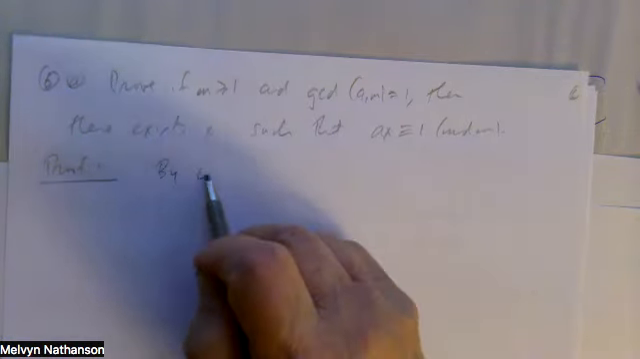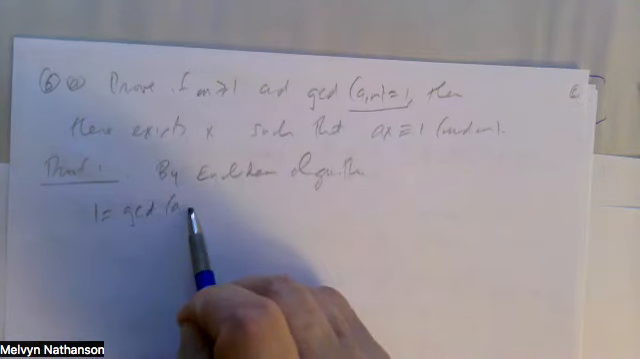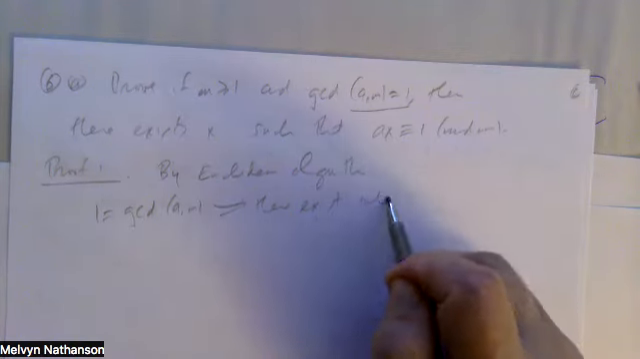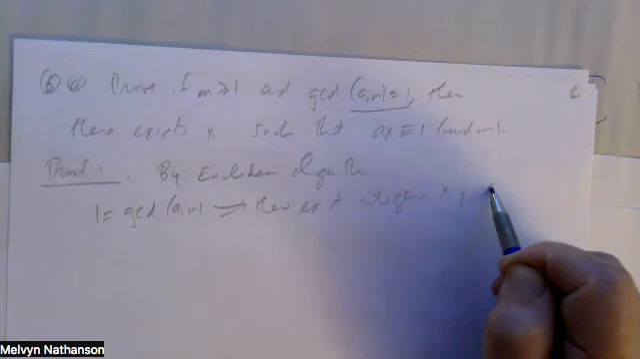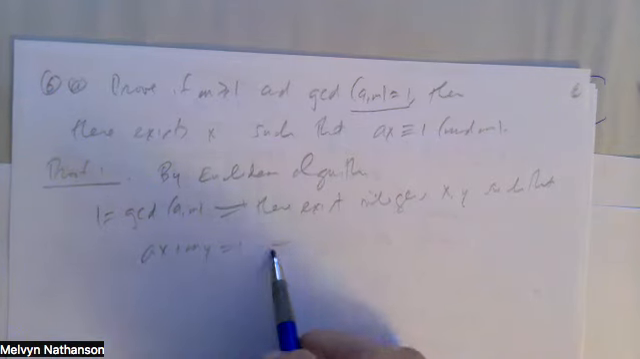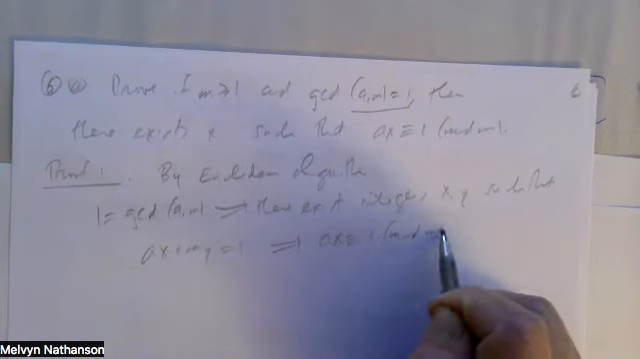Proof number 1. By Euclidean algorithm, if 1 is the greatest common divisor of a and m, that implies there exist integers x and y such that ax plus my equals 1, which means for this x, ax is congruent to 1 mod m. So that's one perfectly good proof.